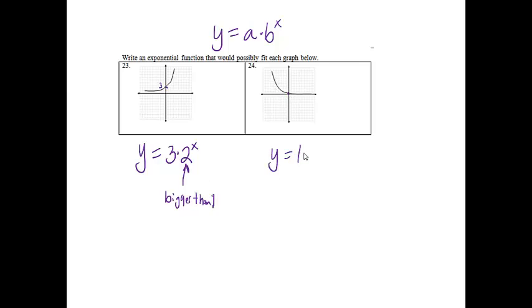y equals 1 times, and this time I need my function to decay, so I know that the growth rate needs to be smaller than 1, so I could make it 1/2, I could make it 1/3, I could make it 0.6. I do need the x for the exponent, so this number we just need to have smaller than 1, and I'm just going to put it positive, so we don't want a negative number there. So as long as you checked that, you are good.